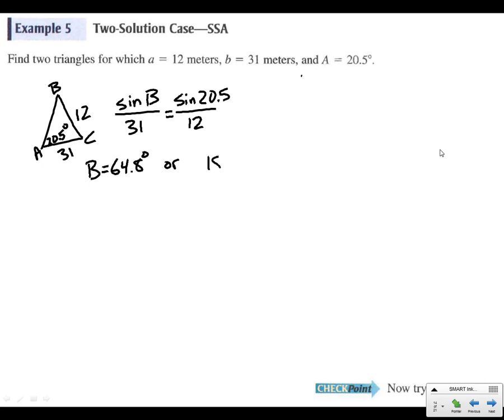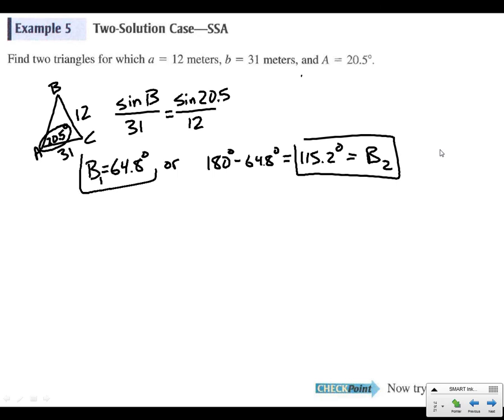Or 180 minus that, which equals 115.2 degrees. Is that possible with 20? If we added another 20 degrees, would we be less than 180? Yes, we would. So now we have a case where we might have two triangles. Here's triangle 1. This is triangle 2.